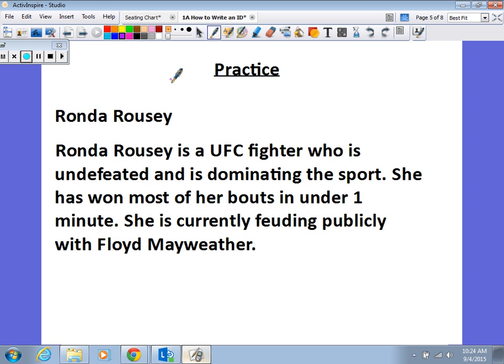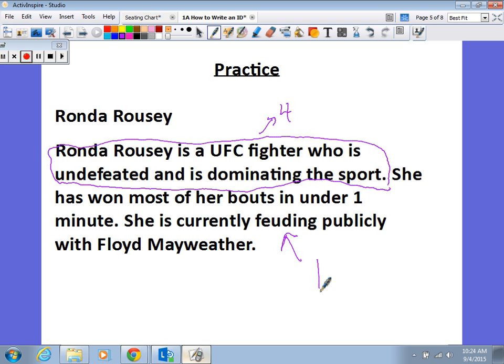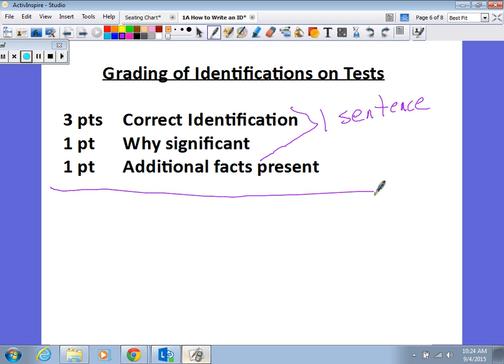So if we look back at this one here, in that first sentence here, I identified who she was. She's a UFC fighter. And I said why she's significant. She is undefeated and dominating her sport. That sentence alone is worth 4. Plus the rest here would be worth 1. So I would get 5 points total. Okay? Each of these is worth 5 points. So it's possible if you write a good first sentence that identifies what something is and why it's significant, you've got 4 out of your 5 right there in one sentence. This is not the most stressful thing in the world. Again, by all means, if you want to write 7 sentences, write 7 sentences.